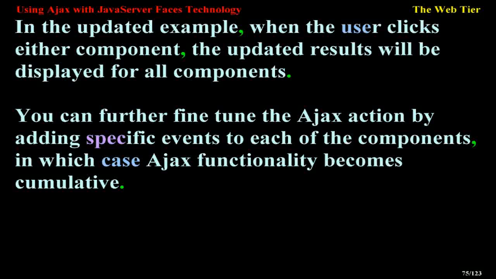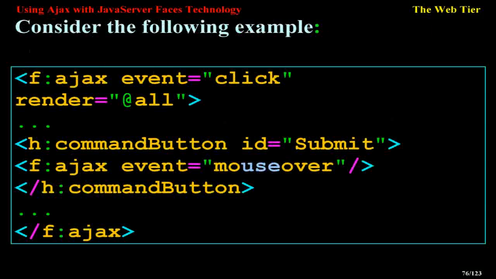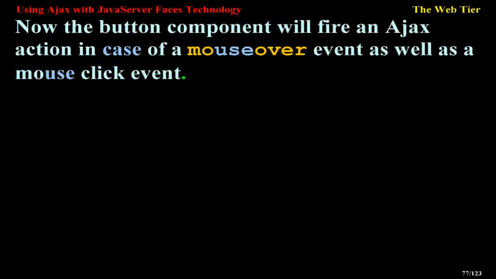You can further fine-tune the Ajax action by adding specific events to each of the components, in which case Ajax functionality becomes cumulative. Consider the following example. f:ajax event="click" render="@all", h:commandButton id="submit", f:ajax event="mouseover", /h:commandButton, /f:ajax. Now the button component will fire an Ajax action in case of a mouseover event as well as a mouse click event.